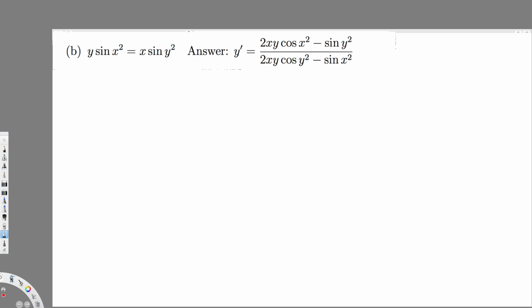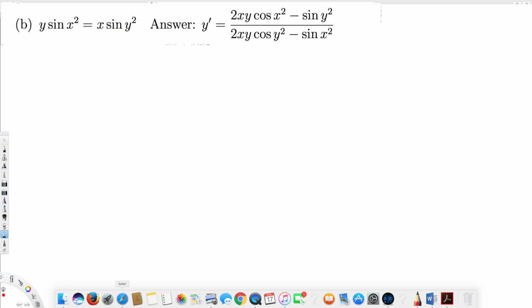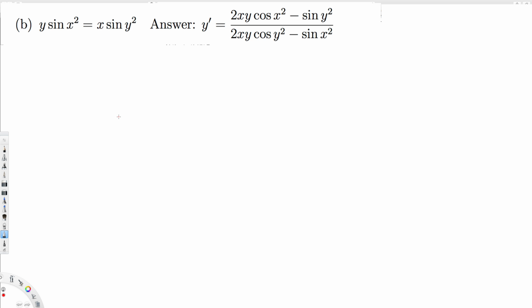Guys, we have a question right here. It's asking to find the y prime. So let's see how we can find it. First of all, we have to mention that we have to differentiate with respect to x.